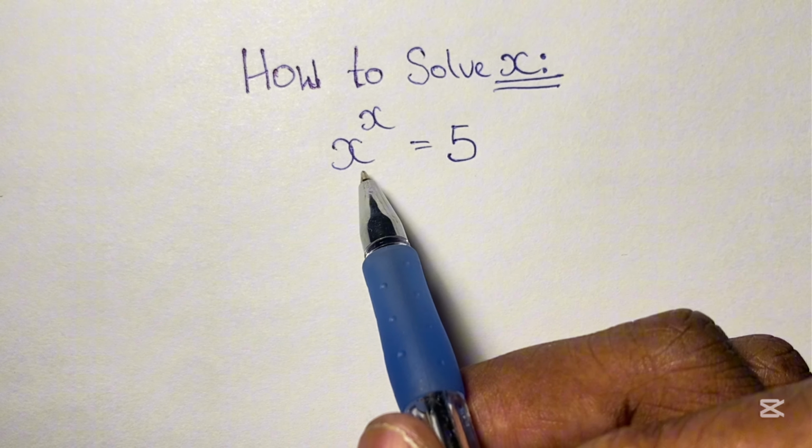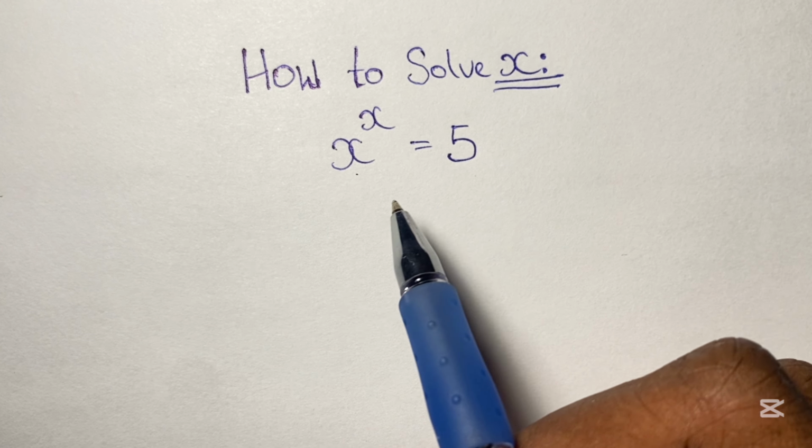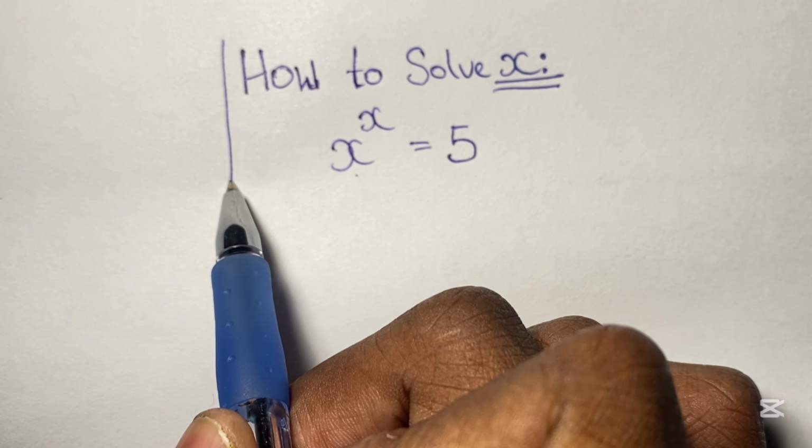Here we are going to solve for x in this equation where we have x to the power of x equal to 5.